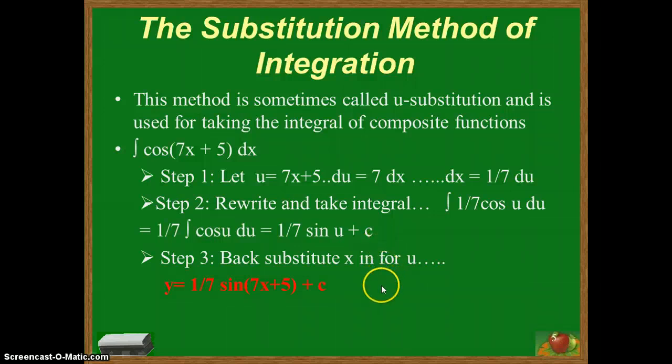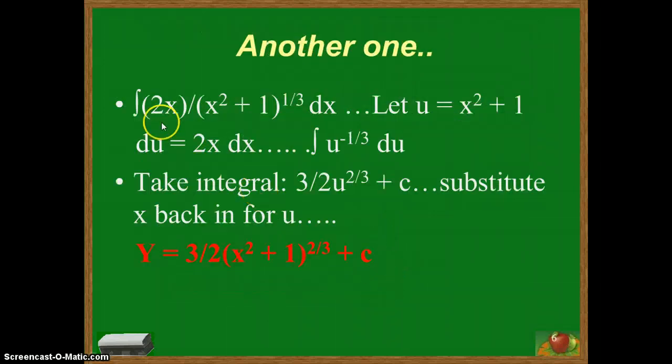Okay, let's try another one. This time we have the integral of 2x over x squared plus 1 to the 1/3 dx. That dx is in the numerator. That's sort of important. I'm going to let u be x squared plus 1.